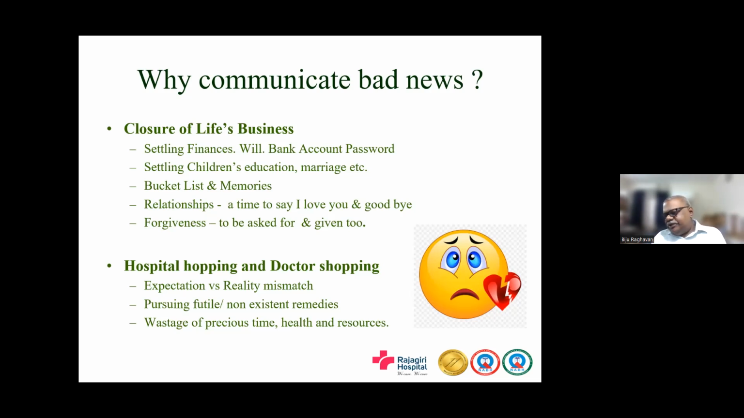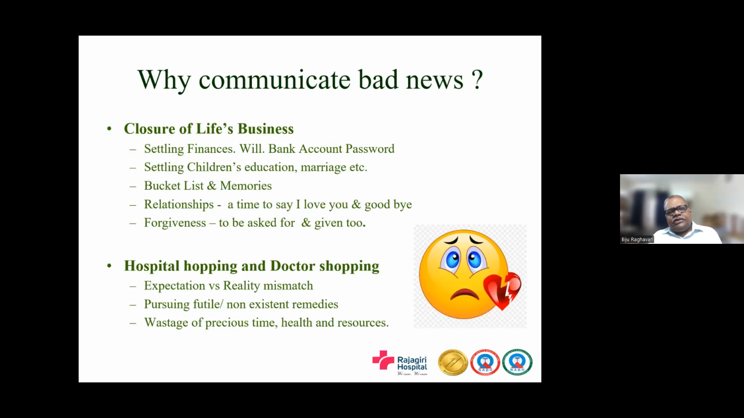So there are a lot of things to be done if one knew, at least tentatively, about your own mortality. Of course, we don't know when we are going to die, but if we have a disease which is incurable, progressive, advanced, and we see the trend, then maybe that is going to help.